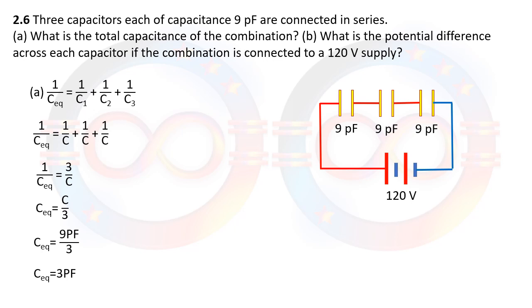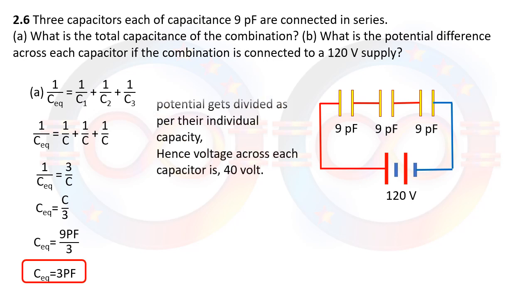Now part B is, what is the potential difference across each capacitor if the combination is connected to 120 volt supply? From the definition itself, potential is constant in parallel. Potential would get divided in series. So in series, because all the capacitors are equal in capacity, 9 pico, 9 pico, 9 pico, the voltage would get divided equally. So 40 volt, 40 volt, 40 volt.